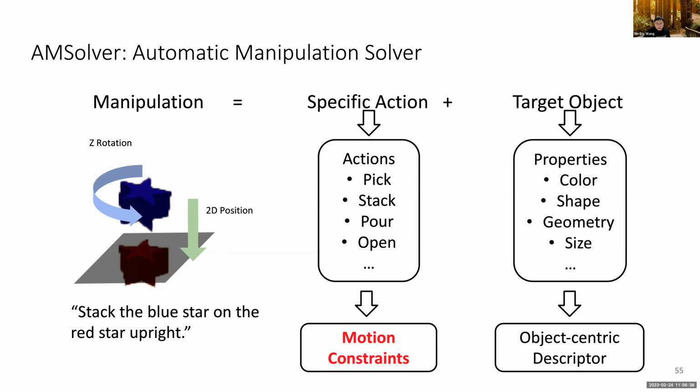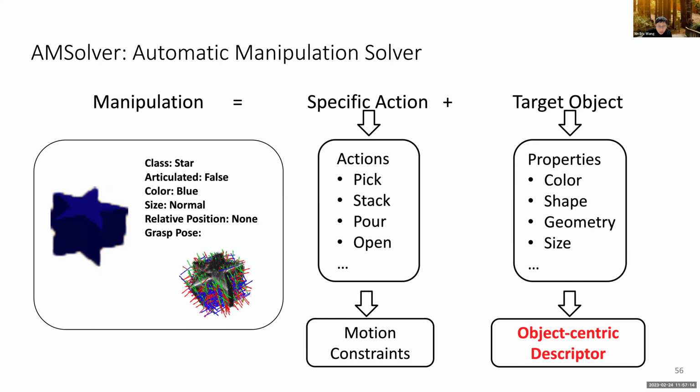Those actions also include some unique action types like pick and place, stack, pull, open, with some motion constraint. For example, for the task "stack the blue star on the red star upright," the robot needs to move its hand in a certain way and rotate the star so that it can be perfectly aligned to the red star.